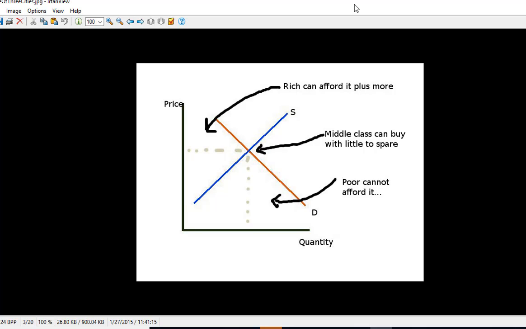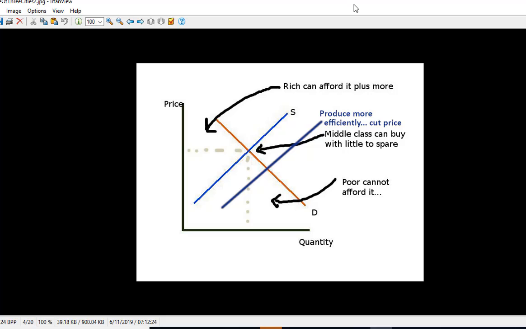Now, one way to look at it is in the market, the demand comes from rich people, middle class people, and poor people. And the rich people, of course, are the ones getting that consumer surplus because they could have afforded to spend more, or maybe even were willing to spend more, but didn't have to. The middle class typically can afford things, but they may not necessarily have a whole lot left over. So no consumer surplus for them. The poor may not even be able to afford the item. They're out of the market because they just can't choose that item.